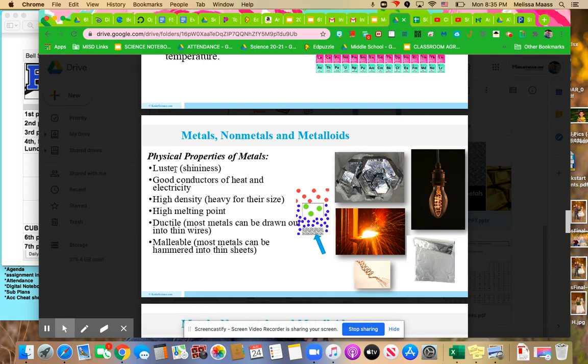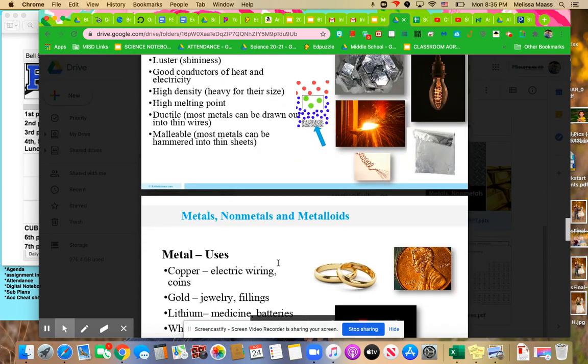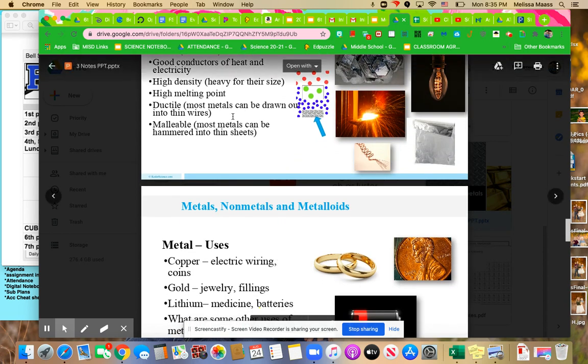They have a high density, so more than likely most of these will sink. They have a high melting point, meaning it has to be a really high temperature to melt. They're ductile: a lot of them can be stretched into thin wires, like that copper example. And they're malleable, similar to the aluminum foil in this picture, into really thin sheets. So again, pause and fill that out in that section.